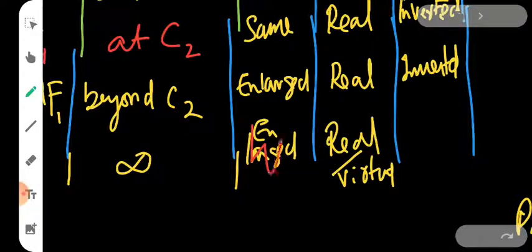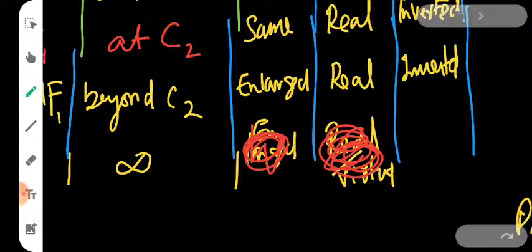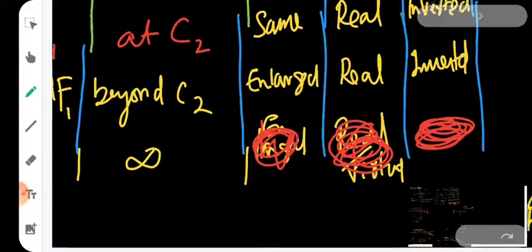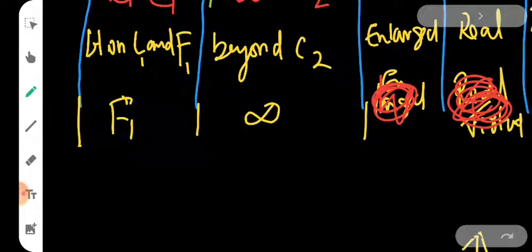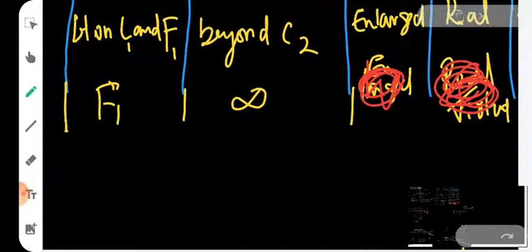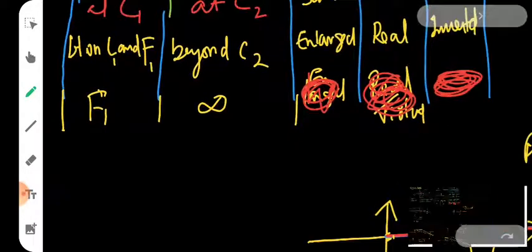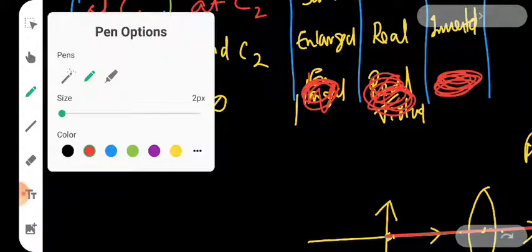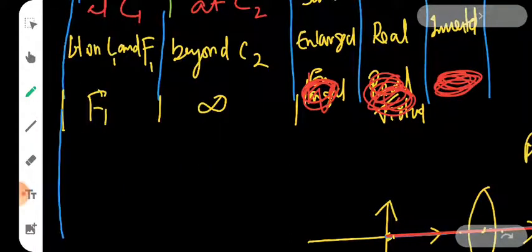See, so I'm not going to write enlarged, or mention whether it is real or virtual, and there is no need to mention whether it is inverted or upright. Okay, so objects kept at focus seem to form no image. That is what this infinity means. So infinity has some meaningfulness in this particular case, not every case, but in this particular case at least.